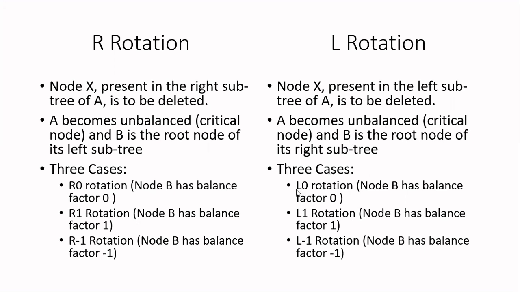The first one is L0 rotation, where the balance factor of B is 0. Next is L1 rotation, where the balance factor of B is 1. Then we have L-1 rotation, where the balance factor of B is -1. So these are the 6 different cases we will have in case of AVL tree deletion.